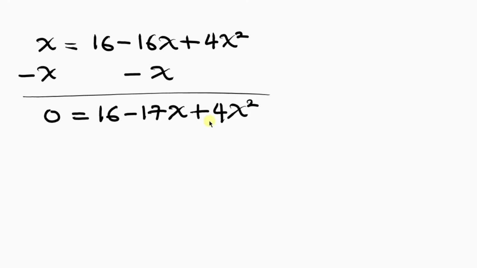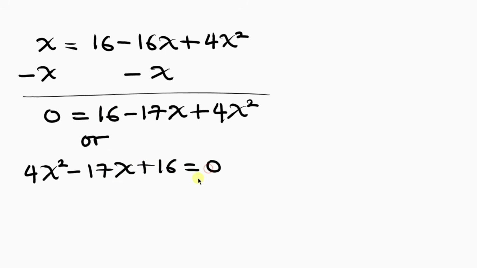Very good. Now we can flip the positions, so we can write all. I'm going to be starting with this. So this is 4x squared minus 17x, so minus 17x. And then this is plus 16, and this is equal to 0. Very good. So now the equation looks really nice. Now we're going to be solving this using the formula method. So our a from here is 4, our b is negative 17, and our c is 16.